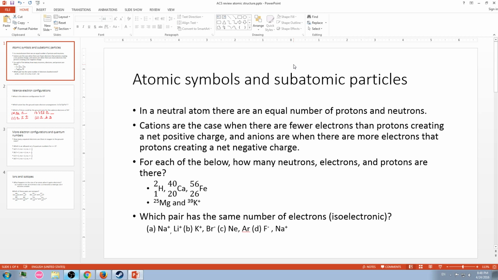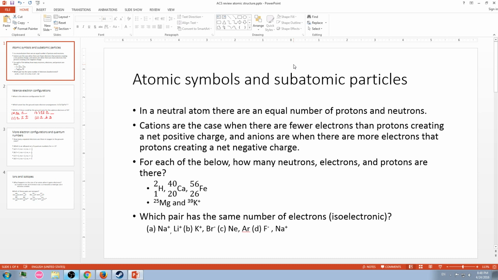Because once I've said them, that specific question will look really familiar, but it may be that you don't actually remember that idea all that well. So trying to solve the problems first will help you see if you need to go back and look at that area more carefully or not. So let's start with atomic symbols and subatomic particles.